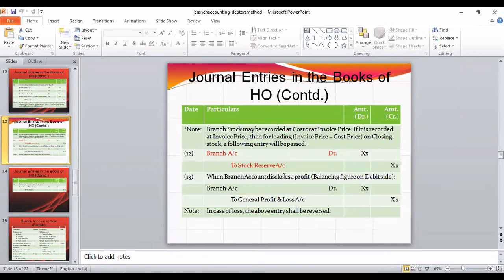So for recording profit, when you close the branch account, this entry will be passed: branch account debit to general P&L. And when there is a loss, you have to reverse this entry. The entry will be general P&L account debit to branch account. Okay. Everyone, is this part clear? Yes, sir.